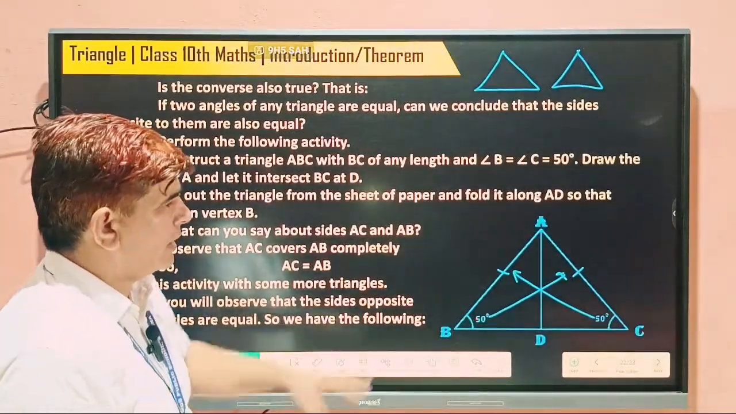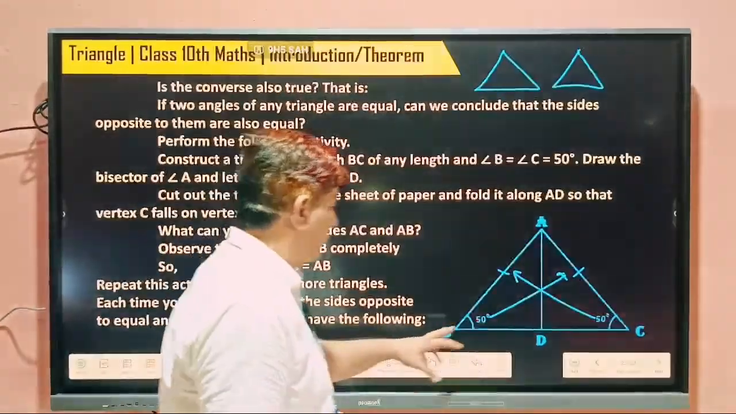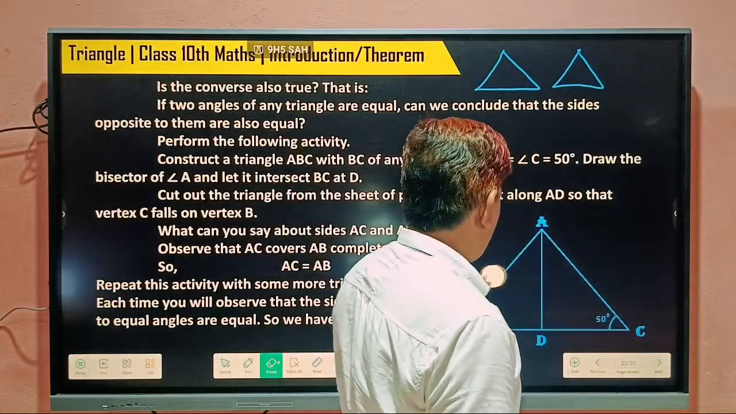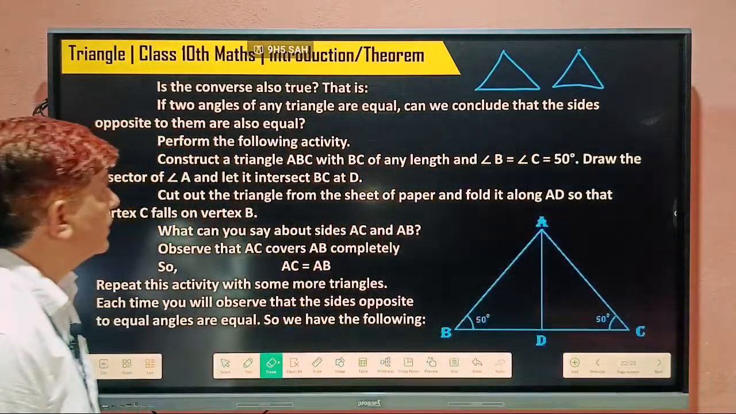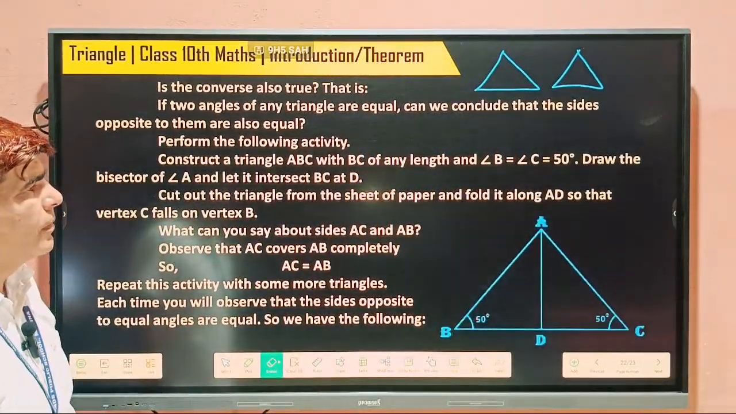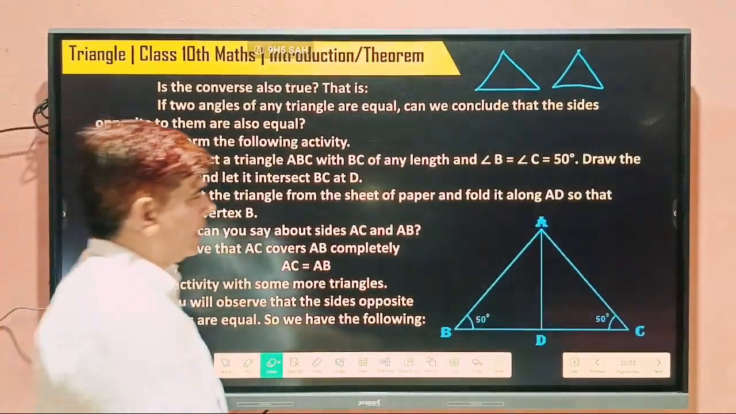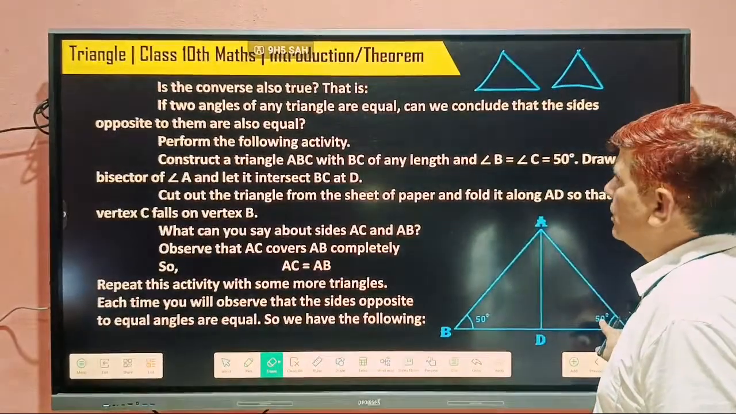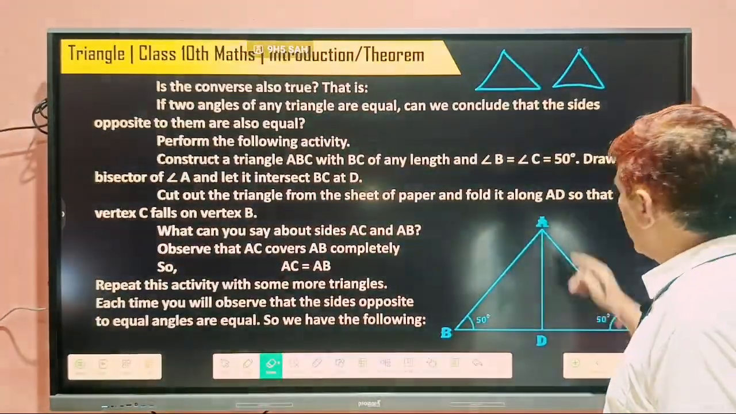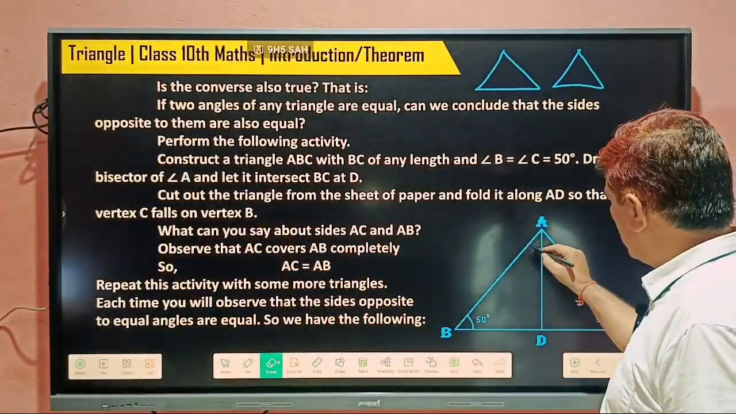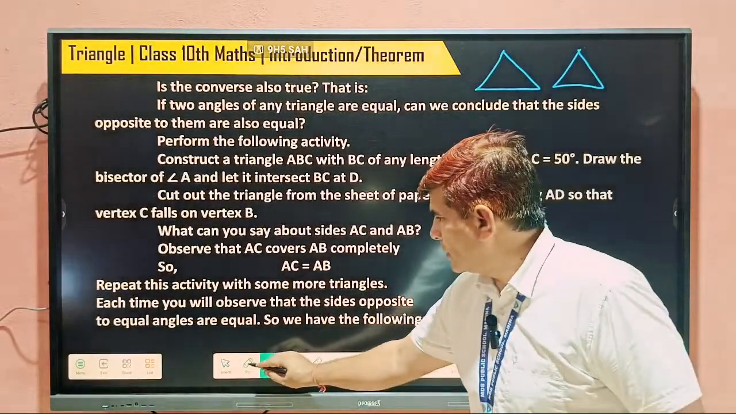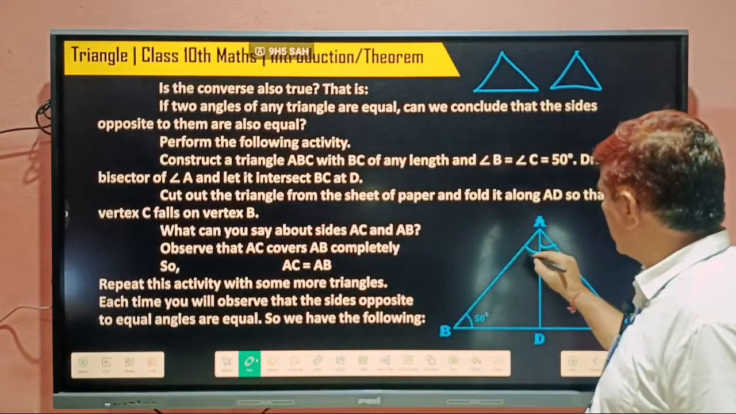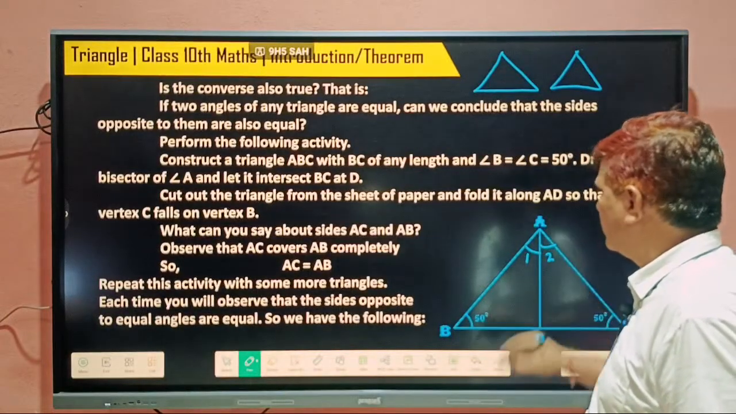Construct a triangle. We have taken triangle ABC, with BC of any length and angle B equal to angle C. This is given. Draw the bisector of angle A. Again we can draw the bisector. So this angle becomes this angle and this angle. This is angle 1, this is angle 2.